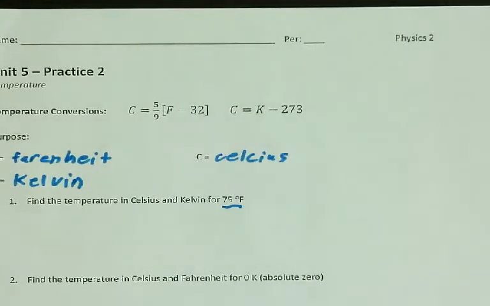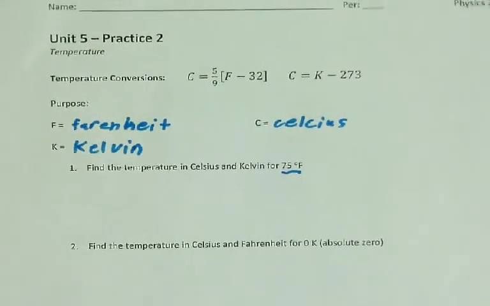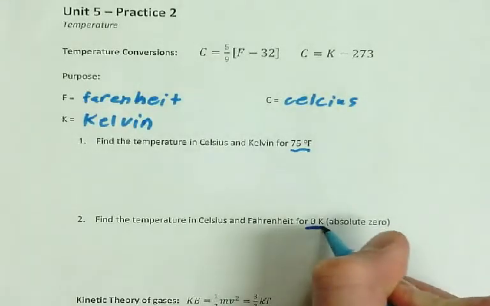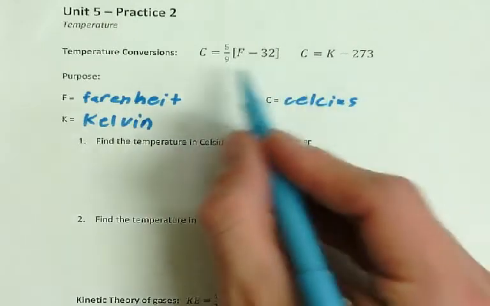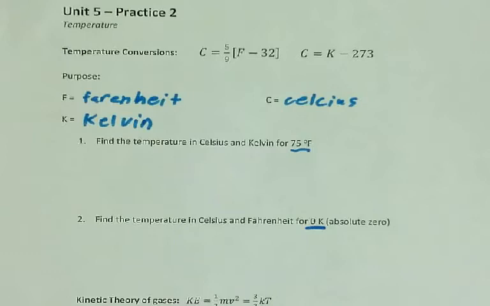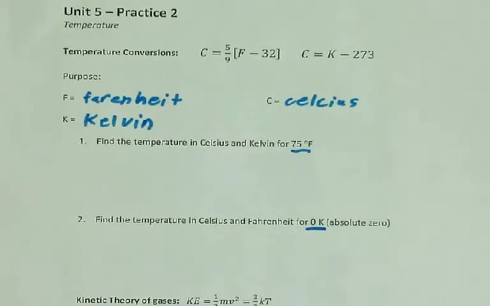So, 75 degrees Fahrenheit. Turn that into Celsius, turn that into Kelvin. The other one wants you to figure out what the temperature in Celsius and Fahrenheit is of 0 Kelvin. So you're going to start with Kelvin this time, turn it into Celsius, and then turn your Celsius into Fahrenheit. Okay? So pretty straightforward, nothing weird there.